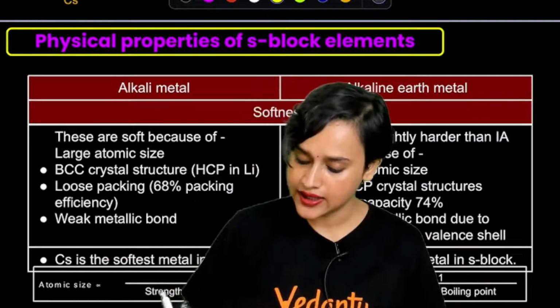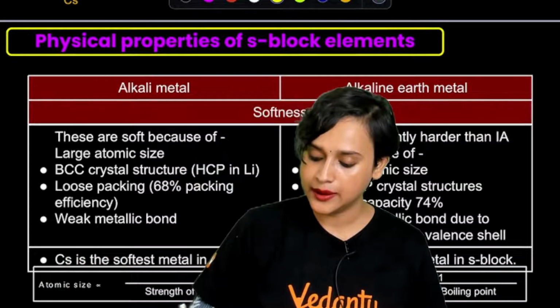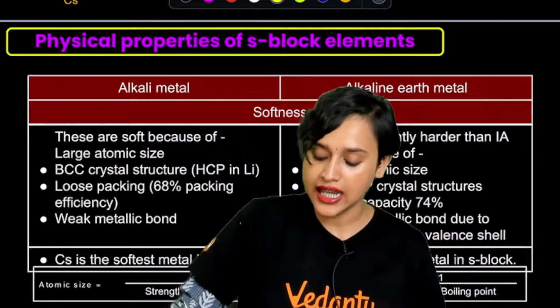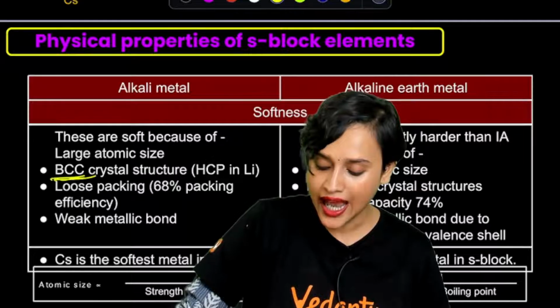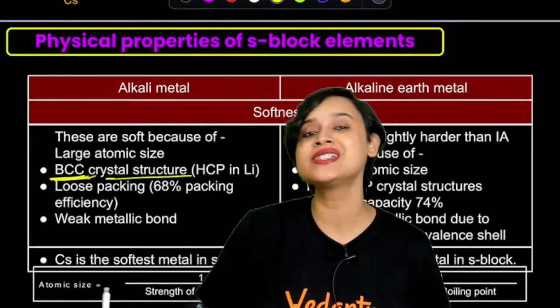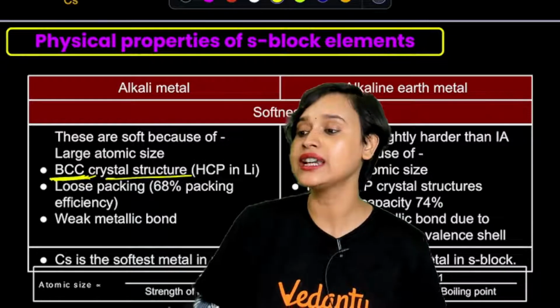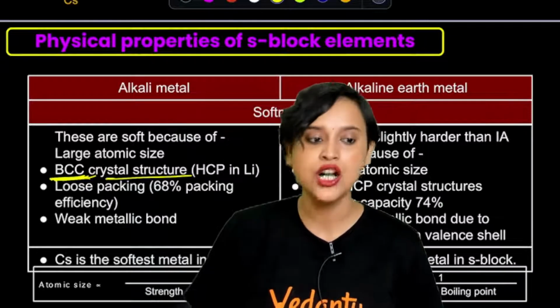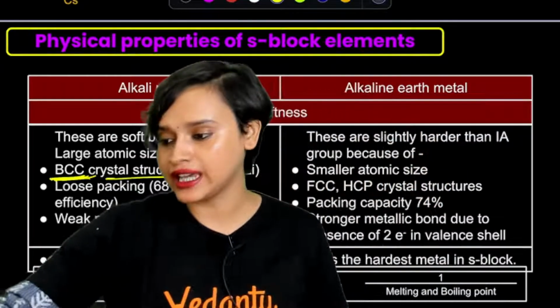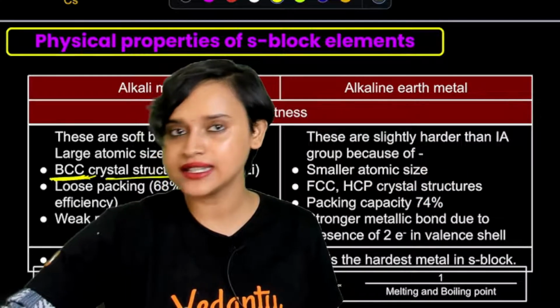Here are certain things that you have to learn. Alkali metals, the group 1 metals, have BCC crystal structure. However, lithium forms HCP, that is hexagonal close packing. Clear?